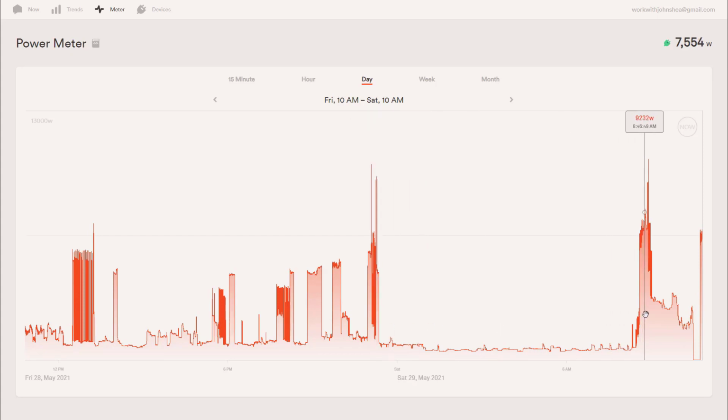And now again, this morning, running the dryer, using it. Whereas otherwise we were very, very low in the early hours of the morning. This is basically while we were sleeping, there's just no activity going on. So this is a pretty cool unit. I really like that you can do this.